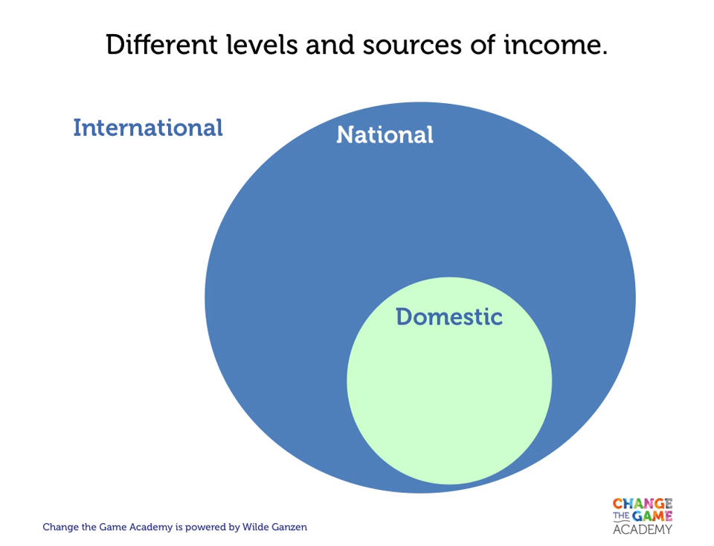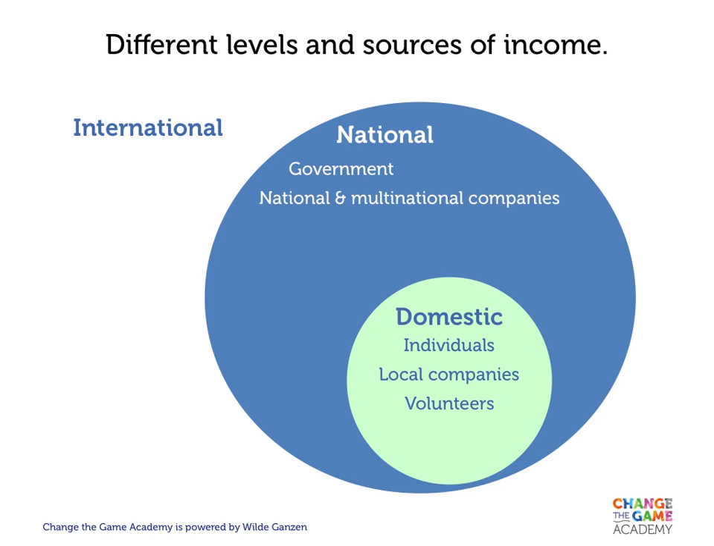So looking at the domestic level, it can come from individual donations, individual donors who support you with one-off donations or ongoing donations, local companies, volunteers who give you their time. On the national level, you can receive income through the government, through corporations, again through individuals, and of course there may be foundations and NGOs who support your work.